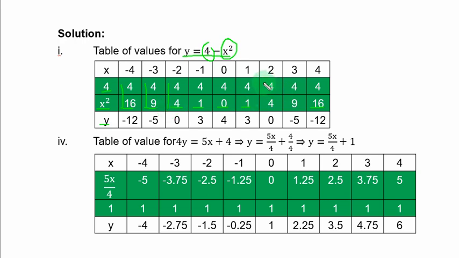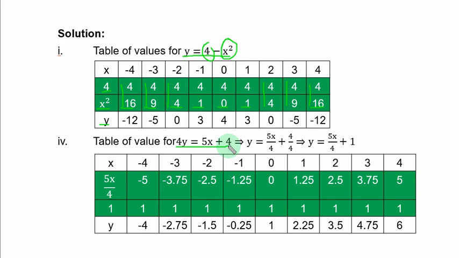Then 4 minus 4 again, you have 0. 4 minus 9, you have minus 5. 4 minus 16, you have minus 12. Let us jump to Roman figure 4 first and provide the table of values for the linear function. The function given is 4y equals 5s plus 4. As you know, y needs to stand alone because it is the dependent variable.